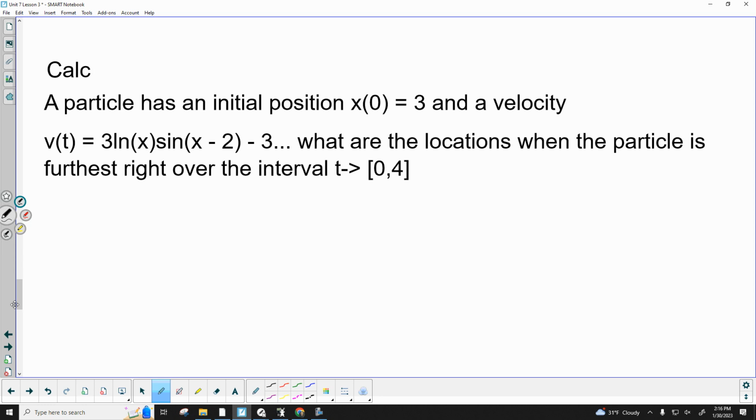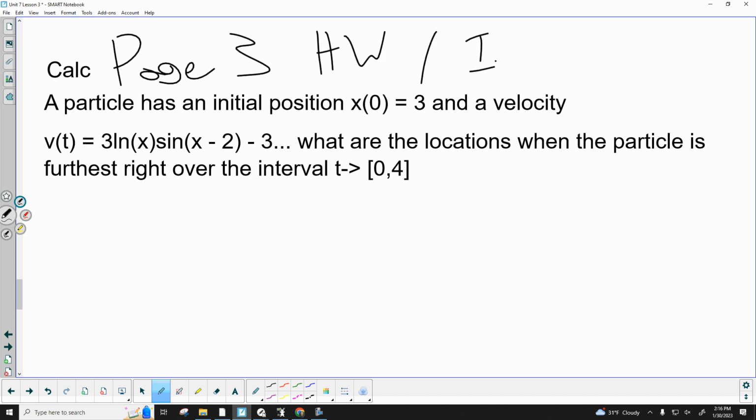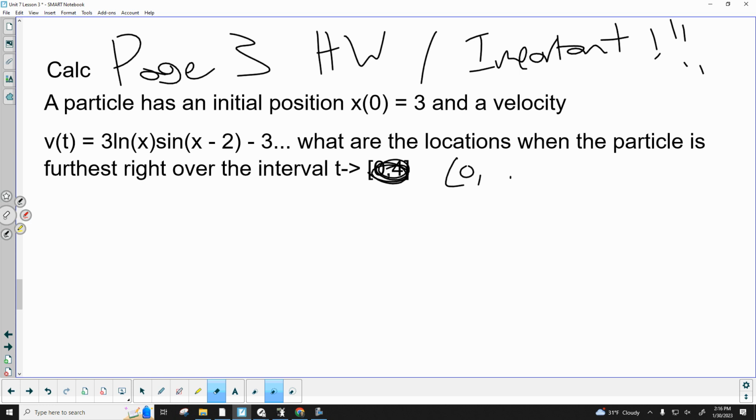All right, now, team, this is page 3 of your homework. This is not page 3 of your notes, but this is page 3 of your homework. This is the most important page. Change your interval, though. I don't want us to go crazy. Let's go 0 to 3. Screw it, 0 to 2. Let's go easy. Okay.